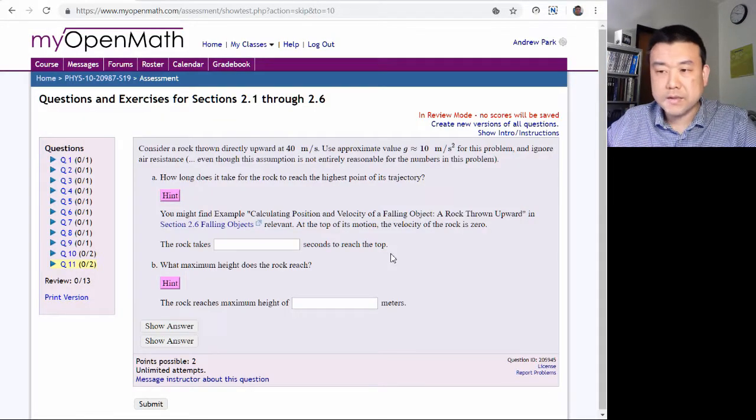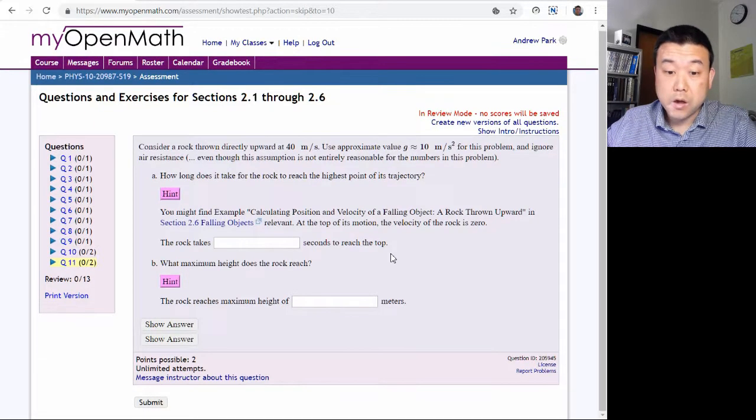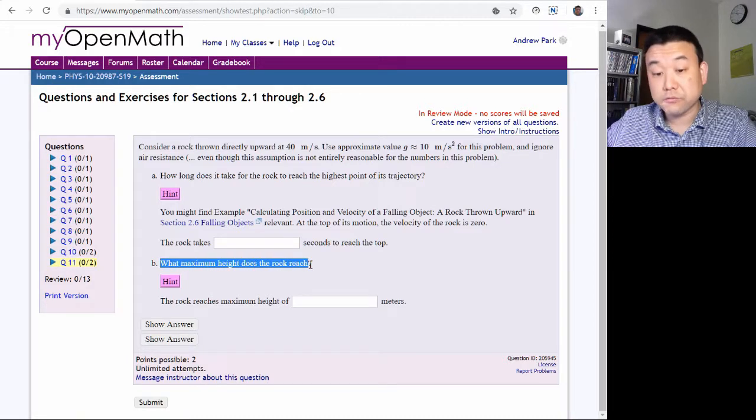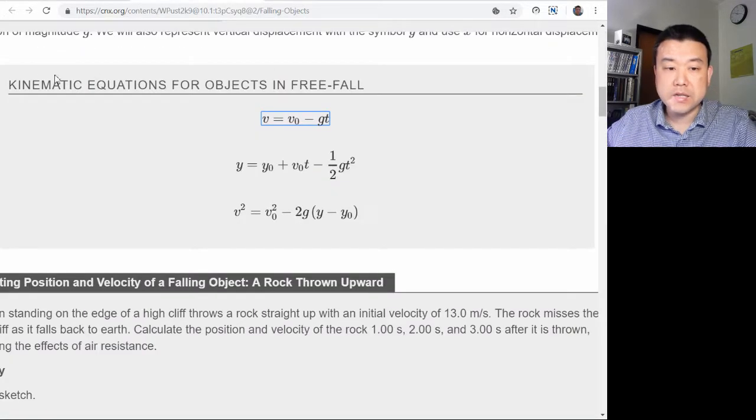All right, so this is all very exciting. And the reason I set up that simulation was to help us answer this question. What maximum height does the rock reach? Now, technically, yes, you can use the kinematic equations, and you can use the y height. Now you know the time, plug those in. So you can actually do that, and if you feel comfortable doing that, then please do. Let me show you a little shortcut.